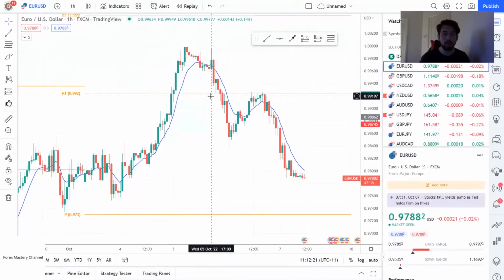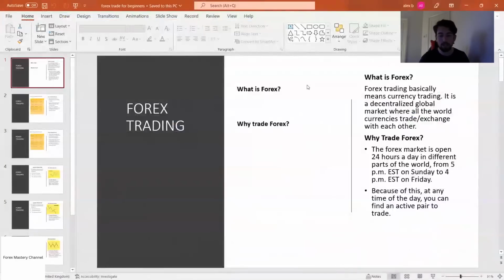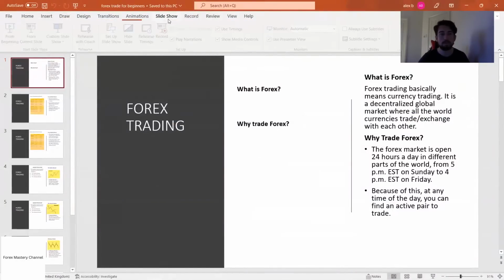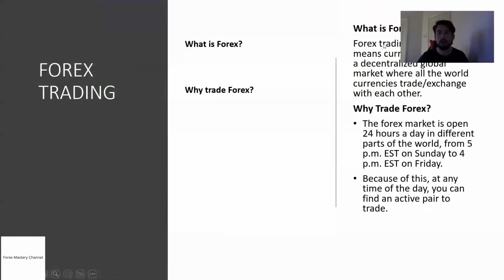So first of all, let's quickly go over what is Forex. So Forex trading basically means currency trading. It's the decentralized global market where all the world's currencies trade, exchange with each other. So that's what it is.